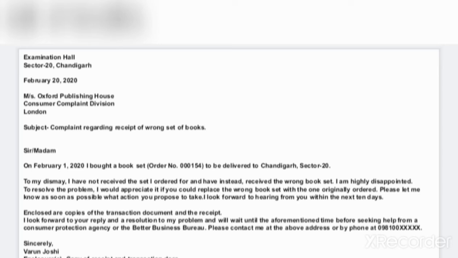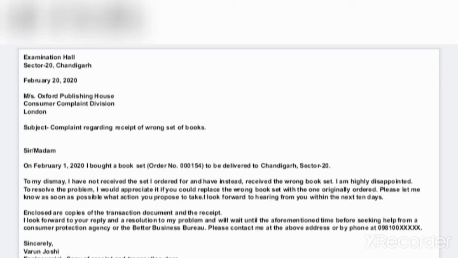That means you're giving a specific time. Now, enclosed are the copies of the transaction document and the receipt. I look forward to your reply and the resolution to my problem and will wait until the aforementioned time before seeking help from a consumer protection agency or the Better Business Bureau. Please contact me at the above address or by phone at your phone number. Now, complimentary closure. Sincerely, Varun Joshi. Enclosures, copy of receipt and transaction document.